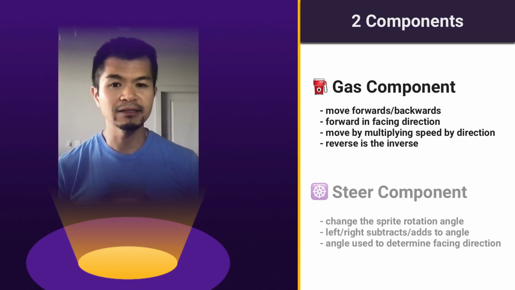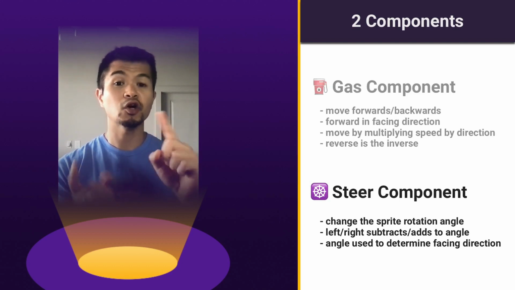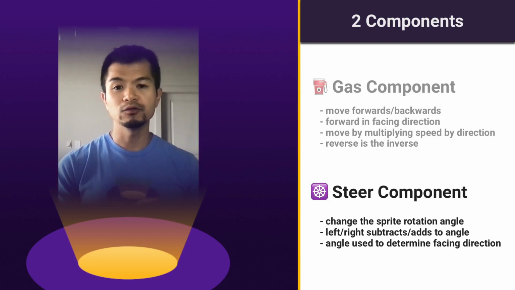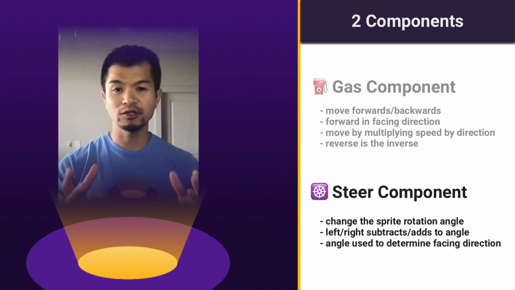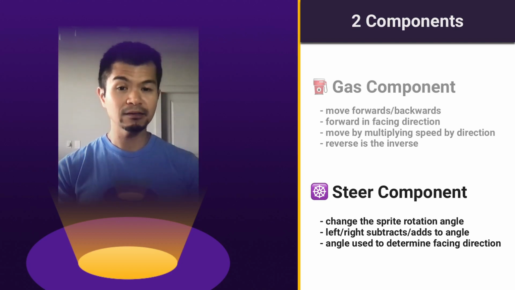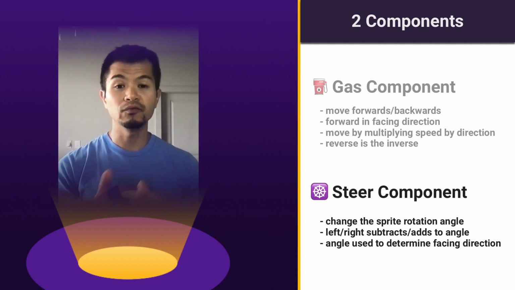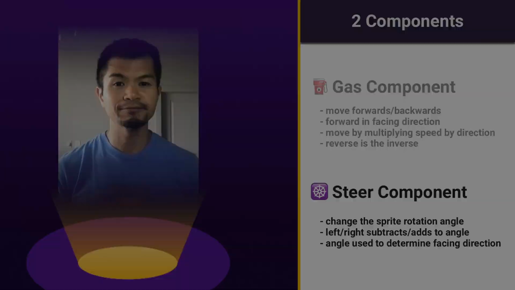Now the next thing is steering. Our steer component is going to let us basically turn the car when we use the left and right arrow keys. But in a car, you can only turn if you're actually moving forward or moving backwards. So it's going to leverage the gas component to know whether it's moving or not. And if it is, allow you to turn the car. And if it's not, it'll do nothing. So let's see how we can code up these two components.